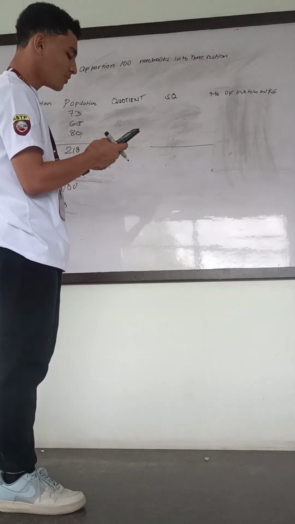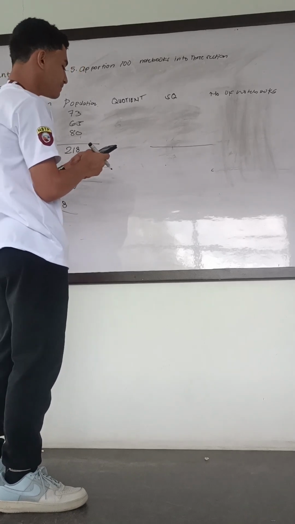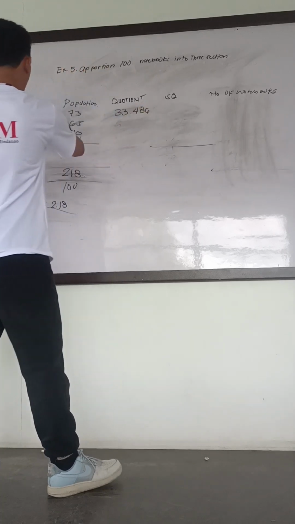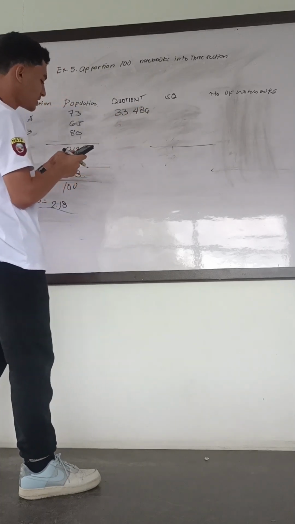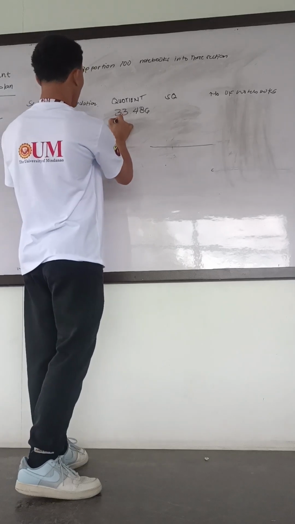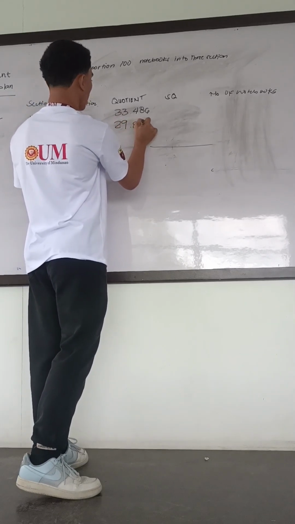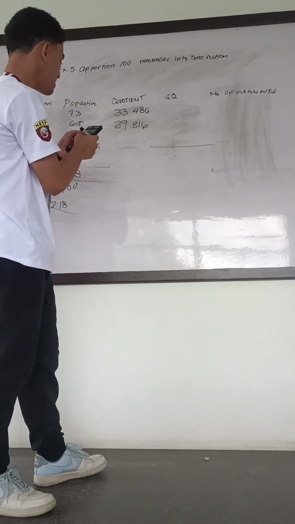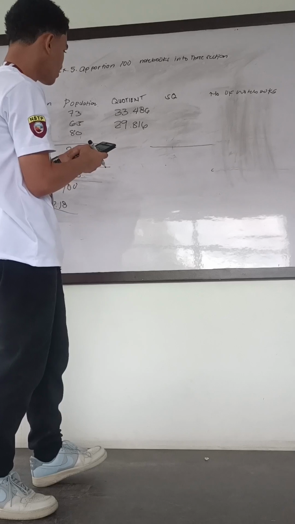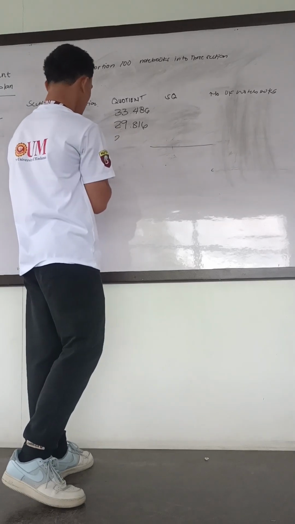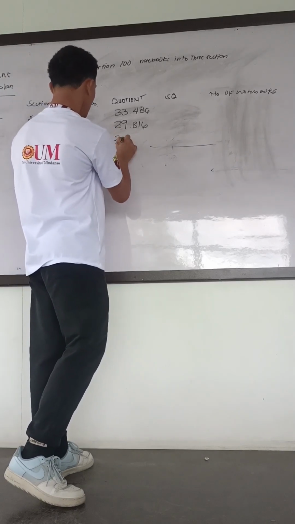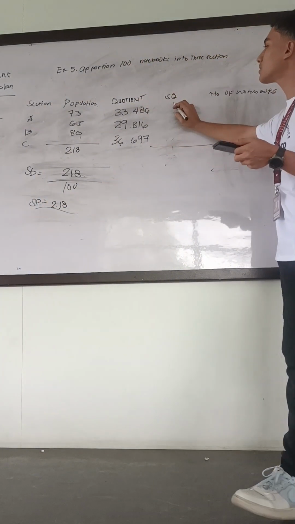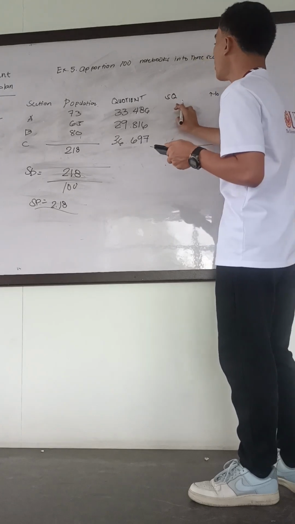So 73 divided by 2.18, we've got 33.486 for section A. For section B, we have 65 population. So we get 29.86. And for the last, population C, we get 80. Then 80 divided by 2.18 is equal to 36.697. So this quotient we must turn into a whole number.